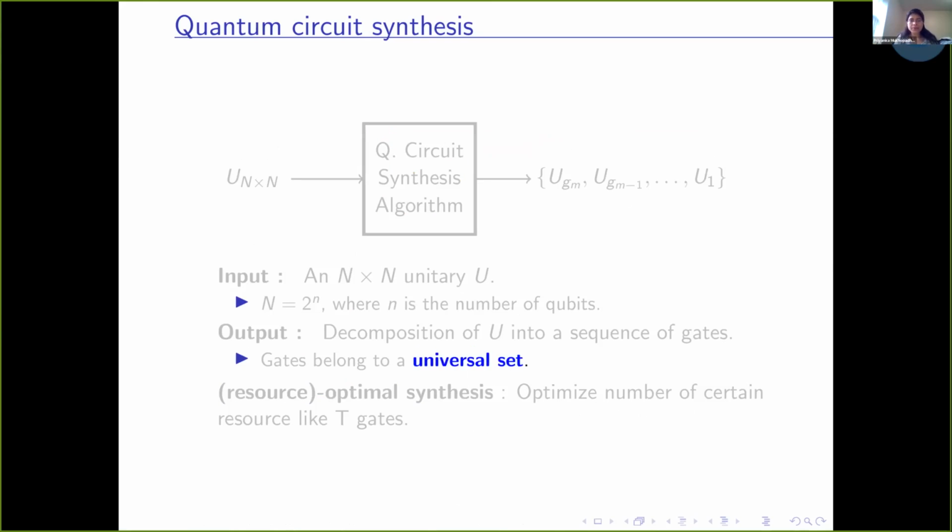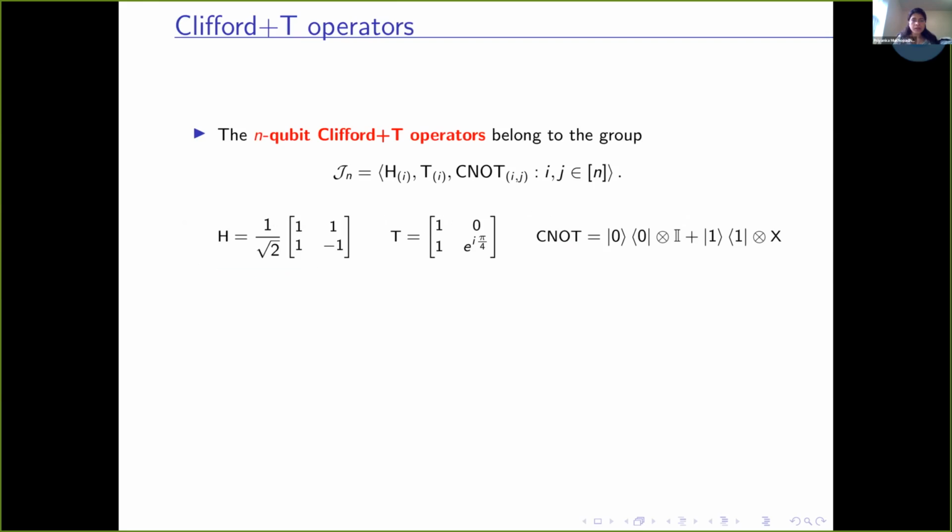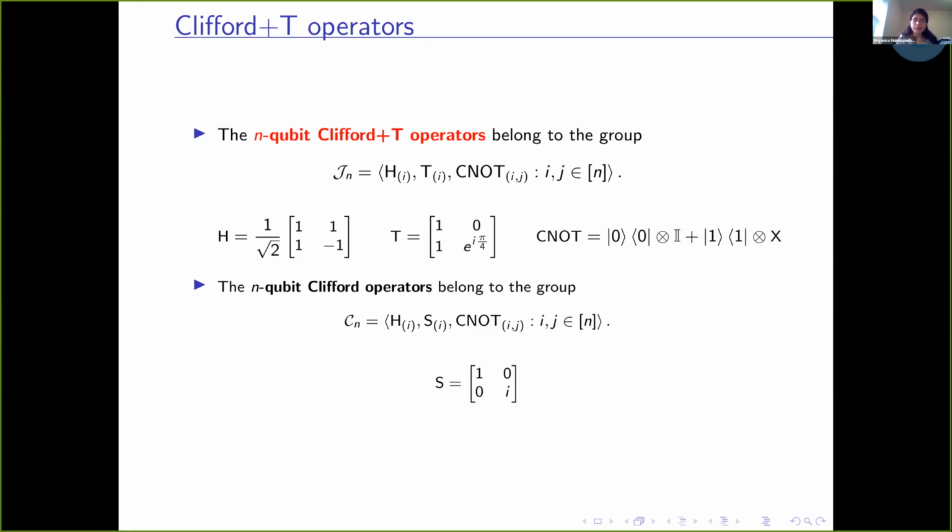Now, a quick recap of some terms. I know most of you might know all these things. What is a universal gate set? It is a set by which it is possible to approximate any unitary operation to arbitrary accuracy by a quantum circuit which has these gates. For example, the Clifford+T is a very popular universal gate set. The Clifford+T operators belong to the group which is generated by the Hadamard gate, the T gate, and the CNOT gate. The n-qubit Clifford operators, which is a subset of this group, belong to the group which is generated by the Hadamard gate, the phase gate, and the CNOT gate.